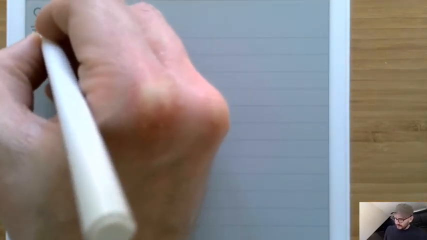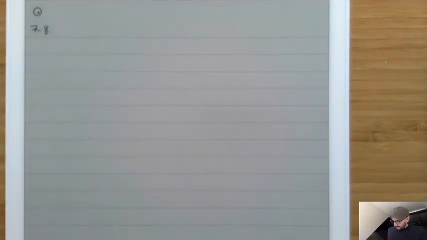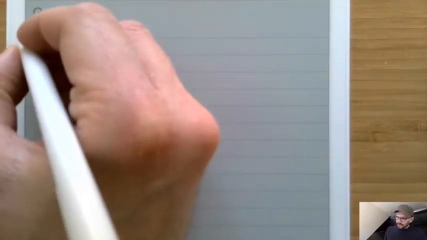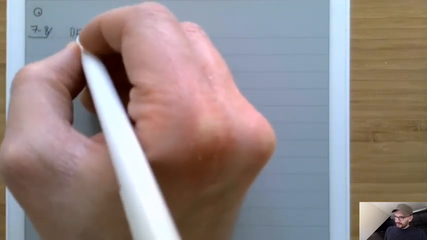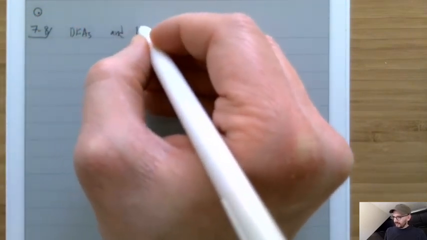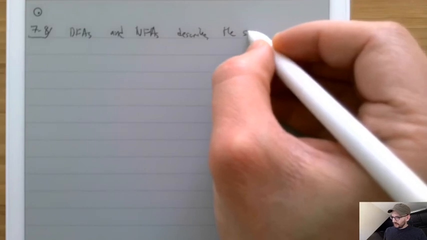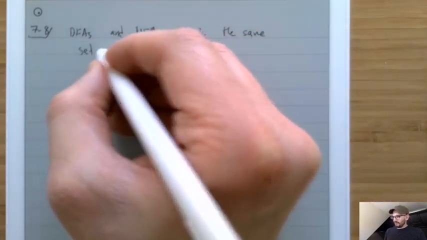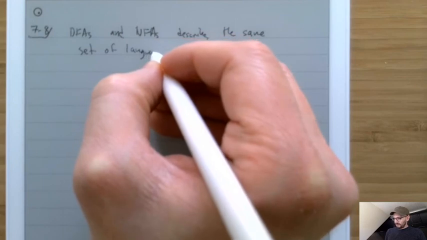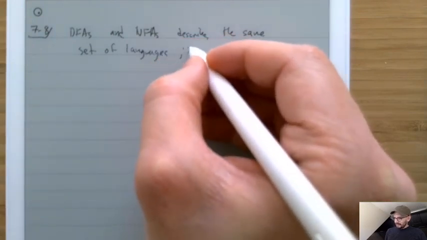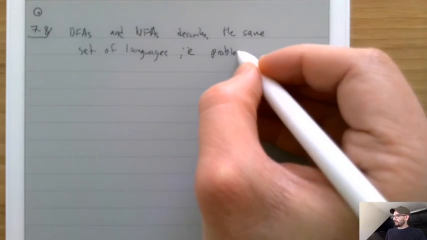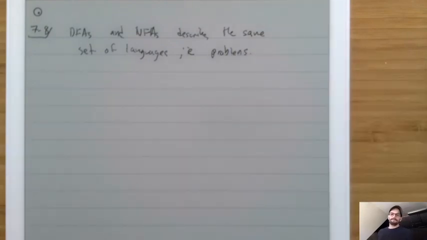All right. So what we've now done is we've shown that DFAs and NFAs describe the same set of languages, i.e. problems. All right. And that is a good place to end for now.